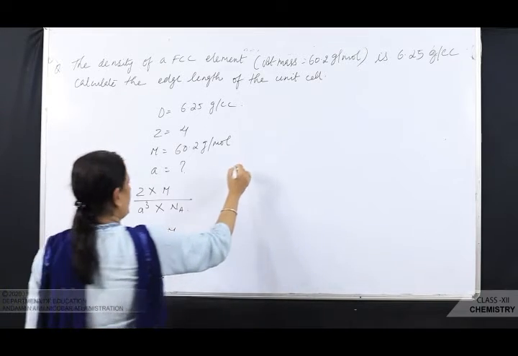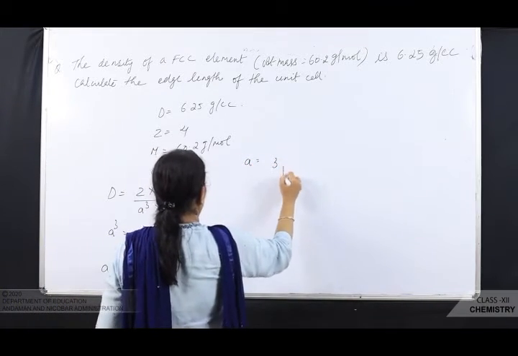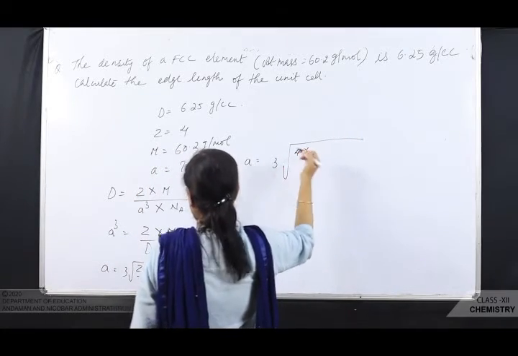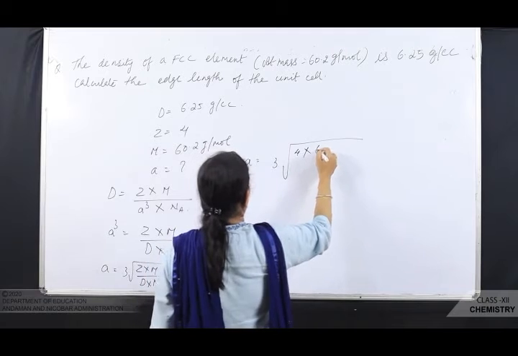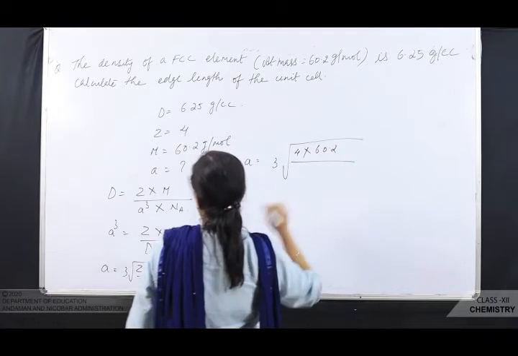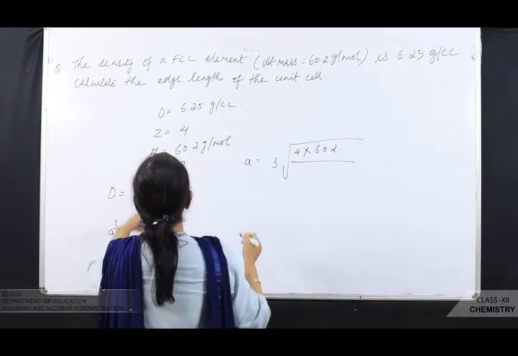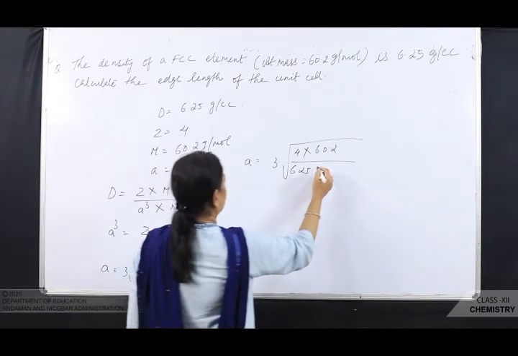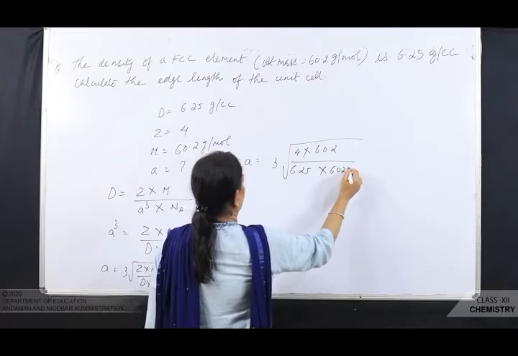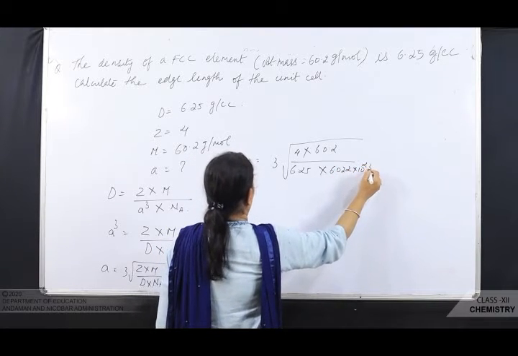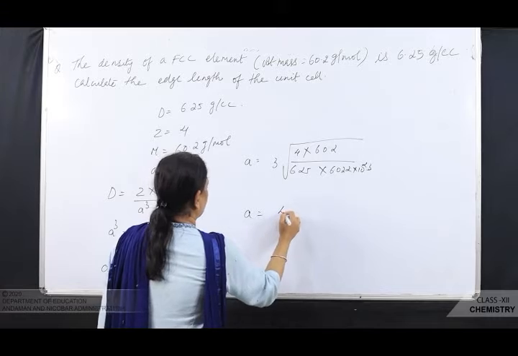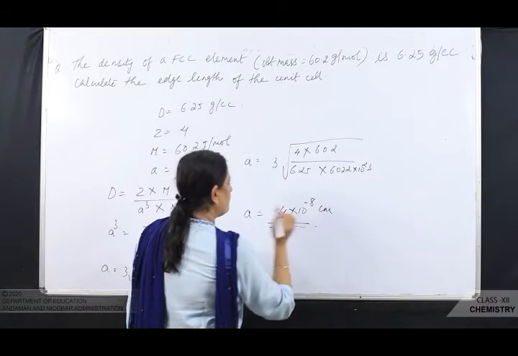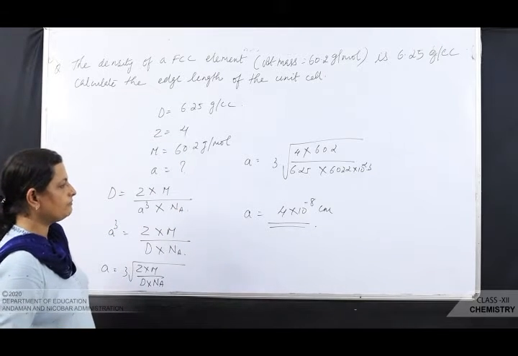So the value comes to be how much? A is equal to the cube root of, what is Z? 4 into atomic mass, which is 60.2, divided by density, which is how much? 6.25 into 6.022 into 10 to the power of 23. So when you calculate, it comes to be 4 into 10 to the power of minus 8 centimeter. So this is the value, approximately 4 into 10 to the power of minus 8 centimeter.